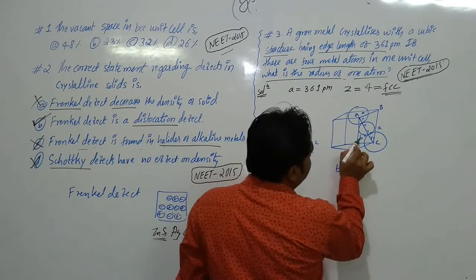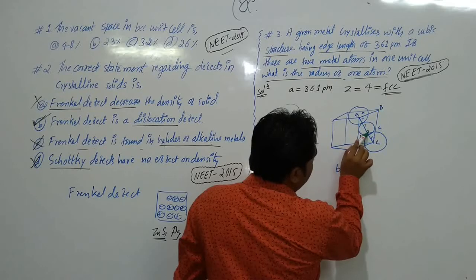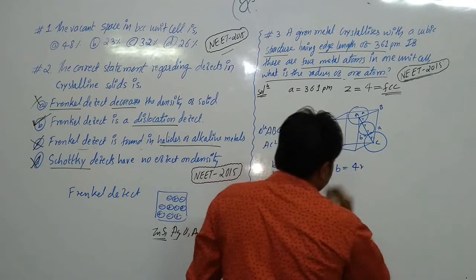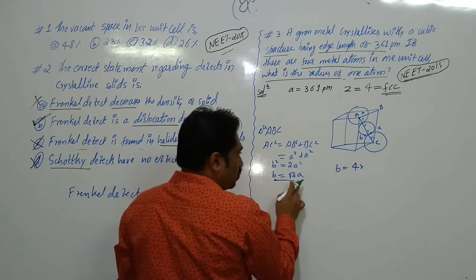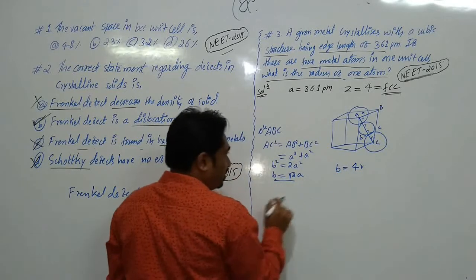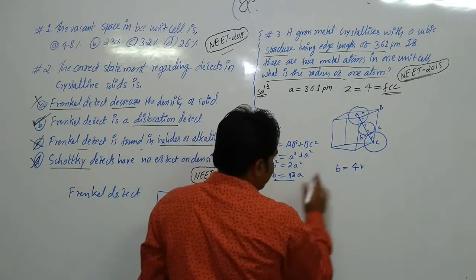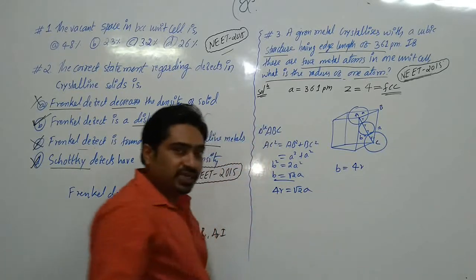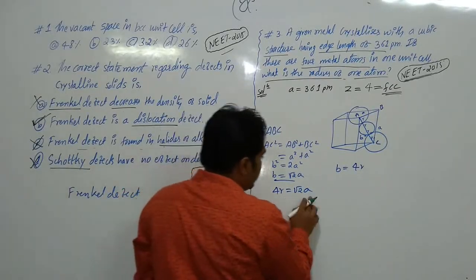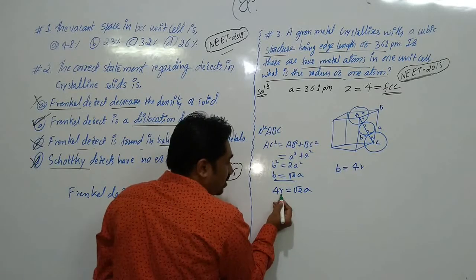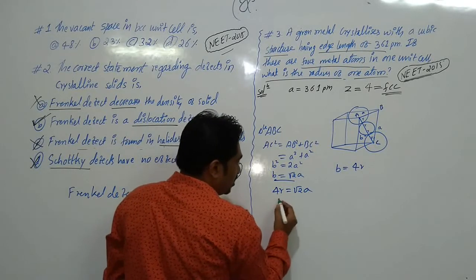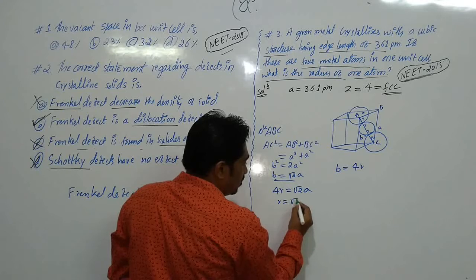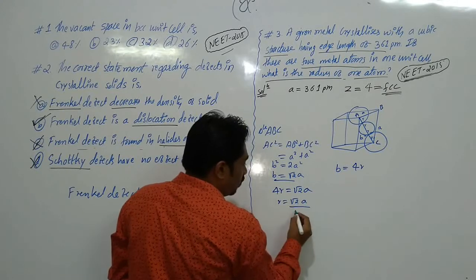And from this figure we can write directly that B is equal to R plus R plus R plus R, 4R. So B is equal to root 2 A, and B is equal to 4R. We can equate them. What we get? 4R is equal to root 2 A, isn't it? So from this we can establish the relationship between the radius of a particle and the edge length. So R is equal to root 2 A divided by 4.